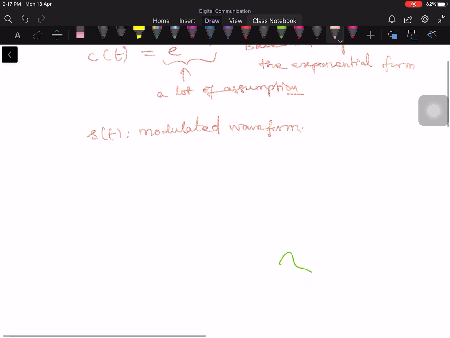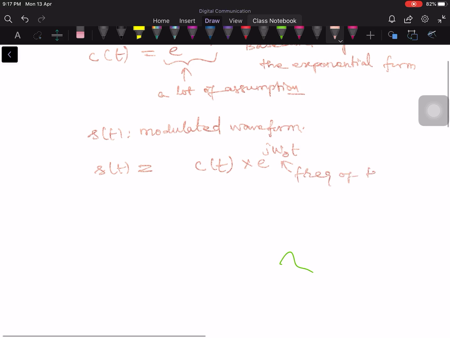So how do you get the modulated waveform? You take the baseband signal C of t, the complex baseband waveform, and multiply by e power j omega naught t, the carrier frequency. This omega naught is the angular frequency of the carrier. This is also called the passband waveform. Now take the real part of this.